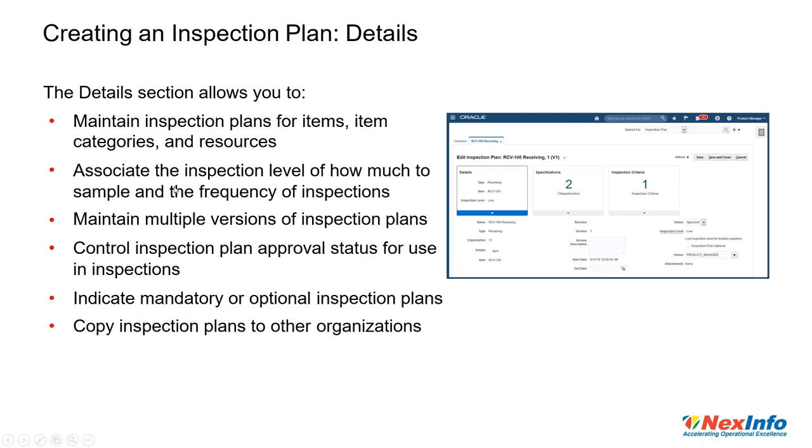So then you can also associate the inspection level of how much to sample and the frequency of inspections. You can have multiple versions of the inspection plan, and you can route the inspection plan for approval. You can create mandatory and optional inspection plans, or, if you have multiple orgs, you can copy those plans to other organizations.